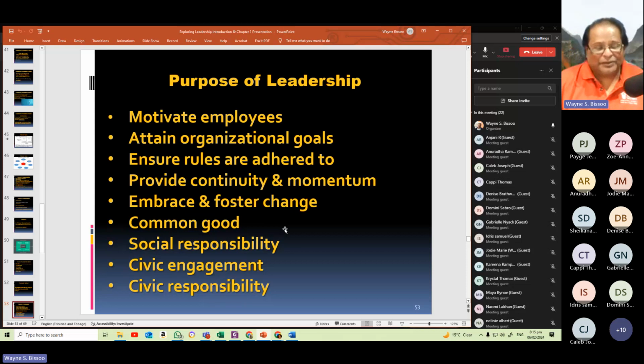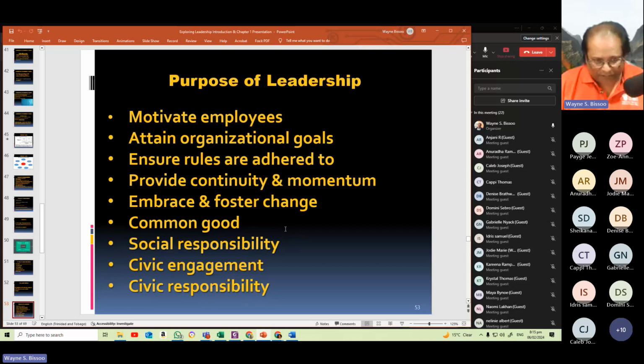Motivate employees, attain the goals of the organization, ensure that whatever rules there are in the organization are adhered to, provide continuity and momentum, especially in circumstances of change, continuity of action and momentum to accomplish the change that is required. The leader must embrace and foster change. They must do everything for the common good, or with the common good in mind. They must exhibit social responsibility, civic engagement, and civic responsibility.